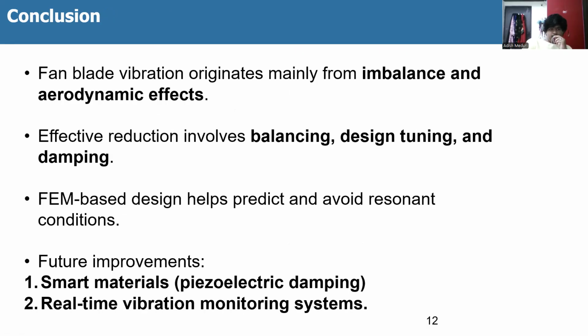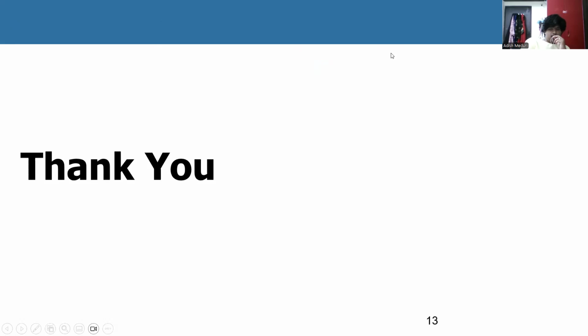Conclusion. Fan blade vibration originates mainly from imbalance and aerodynamic effects. Effective reduction involves balancing, design tuning, and damping. FEM-based design helps predict and avoid resonance. Future improvements: smart materials, piezoelectric damping, and real-time vibration monitoring systems. Thank you.